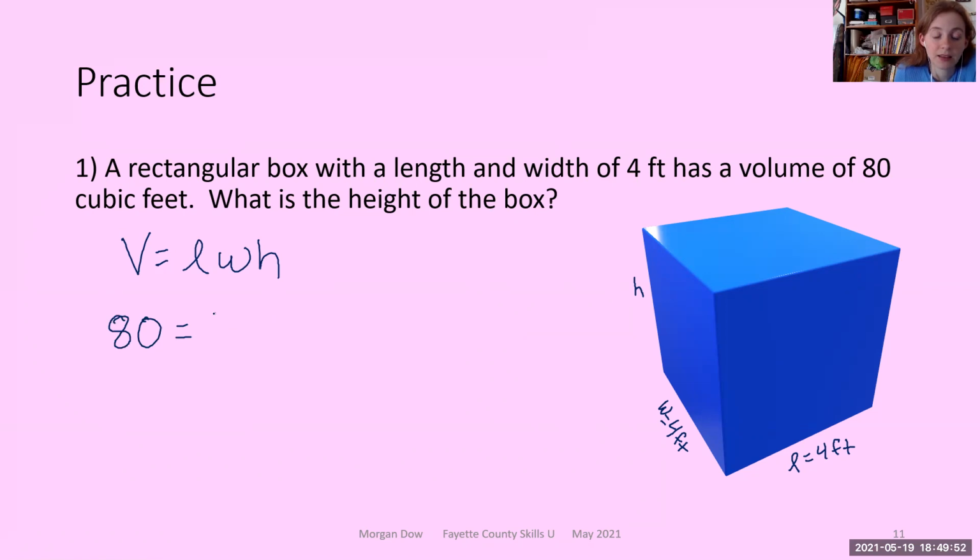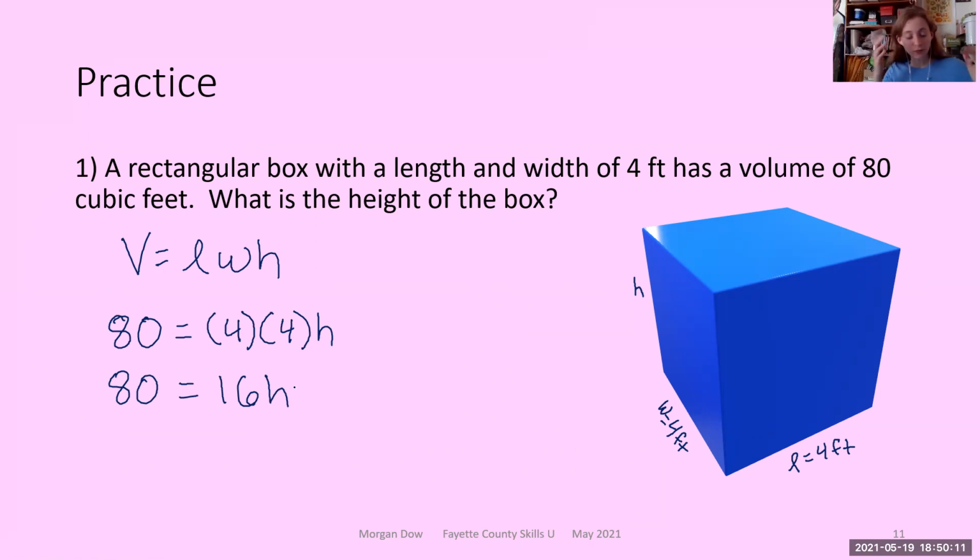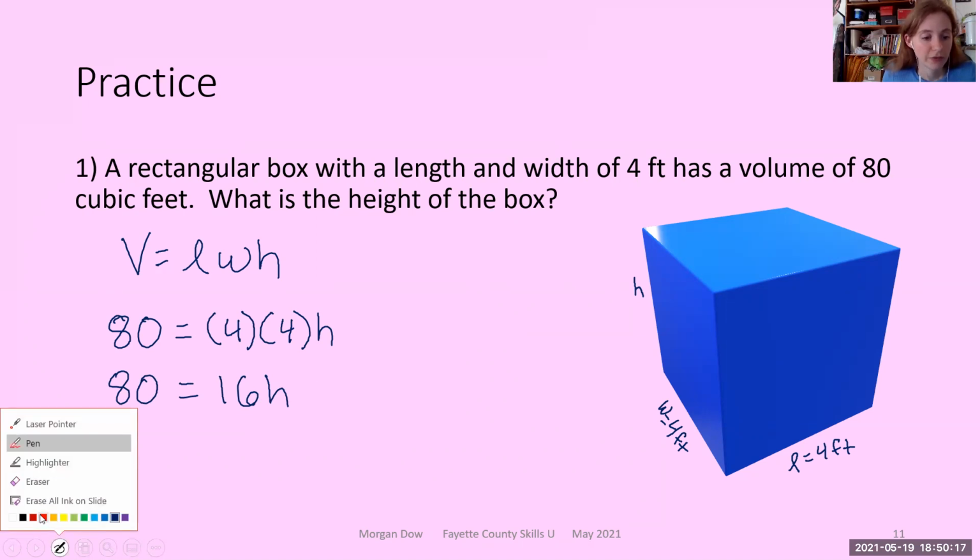The length is 4 feet. The width is 4 feet, and we are missing the height. So we can go ahead and do 4 times 4. That's 16. So 16 times some number equals 80. Now you might know that off the top of your head. It might jump out at you, but let's say you're not sure. That means we need to solve for the H.